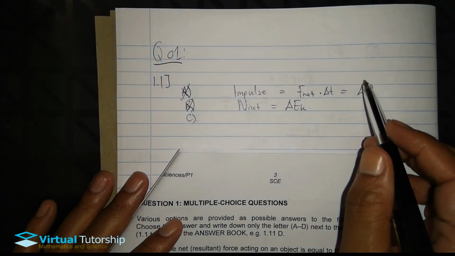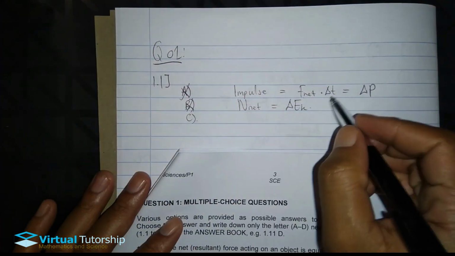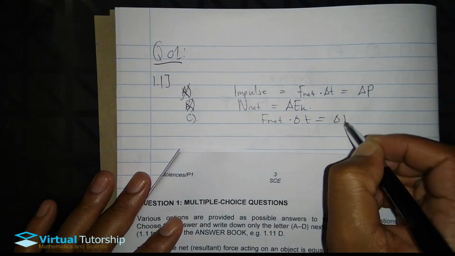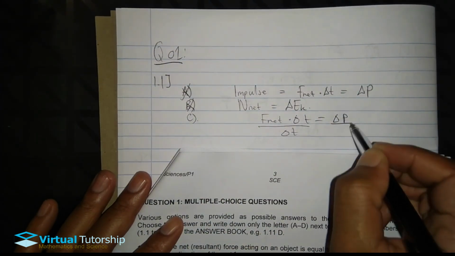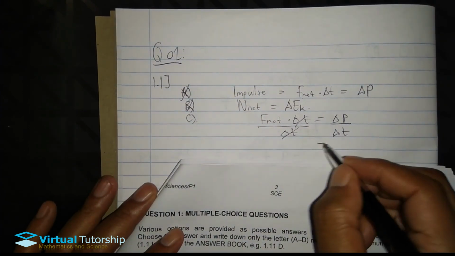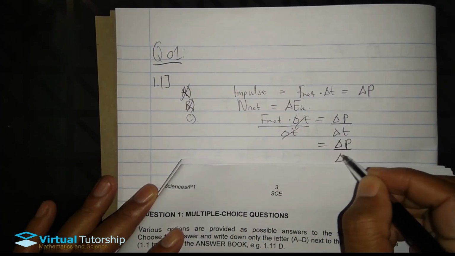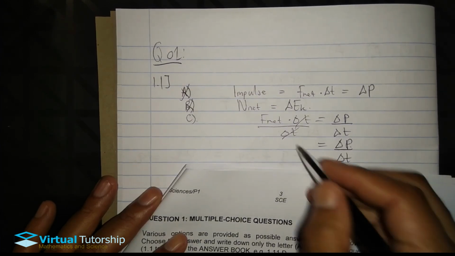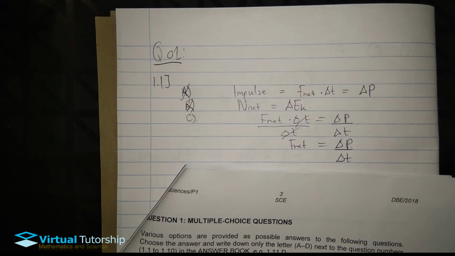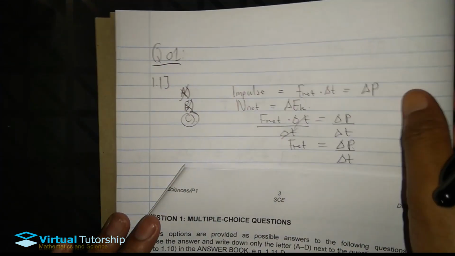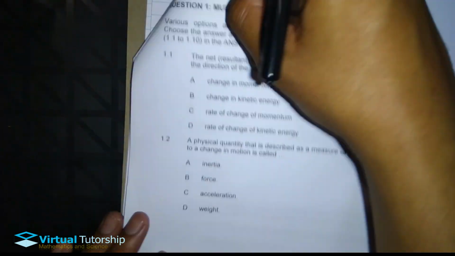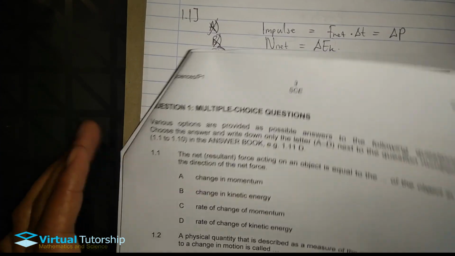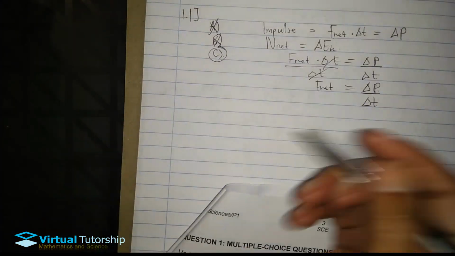From this formula we can see that if we divide both sides by delta T, I get the rate of change of momentum. The rate of change of momentum, it's delta P divided by delta T, which is equal to F net. So our solution here is C. And D, the rate of change of kinetic energy, is what we call power. So D is not an answer, but C is the most correct one.